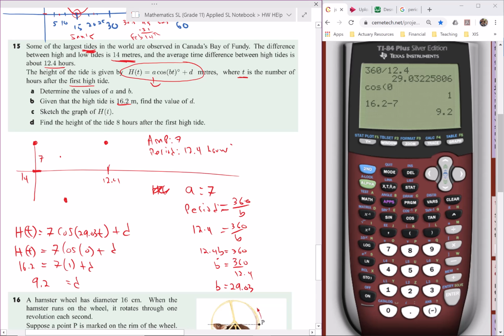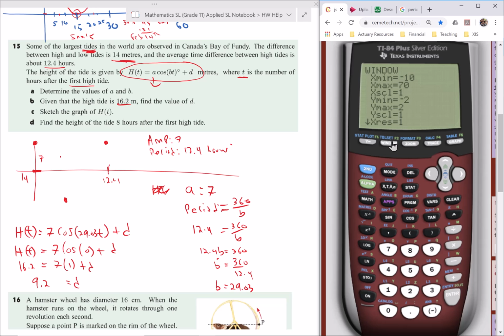Sketch a graph of H of t. We already almost have it here, but we should do it a little bit better. So let's go ahead and graph it, and we can be really good about it using our calculator. So we know this function is now 7 cosine 29.03 x plus 9.2.